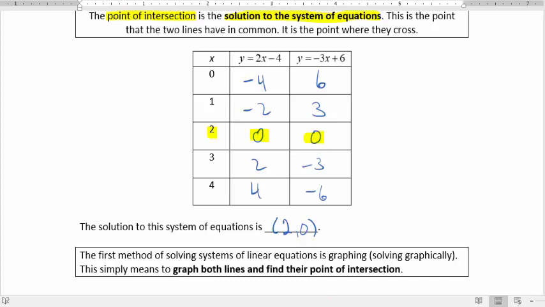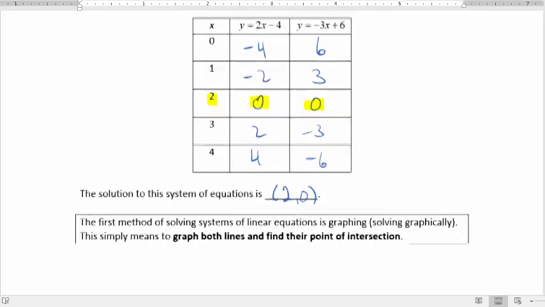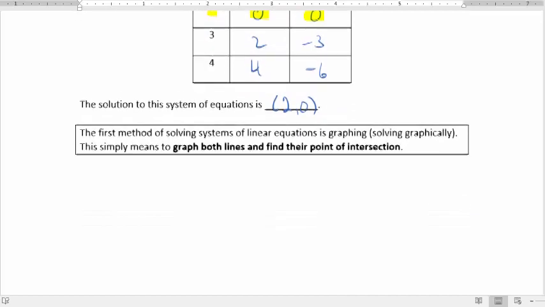Okay, so that method that I just used there, filling in a table, is actually called the numerical method, which we had discussed earlier in the semester when we did the four ways of looking at input-output rules. And that's a valid method. It's just one that you're generally not going to use much in this class.